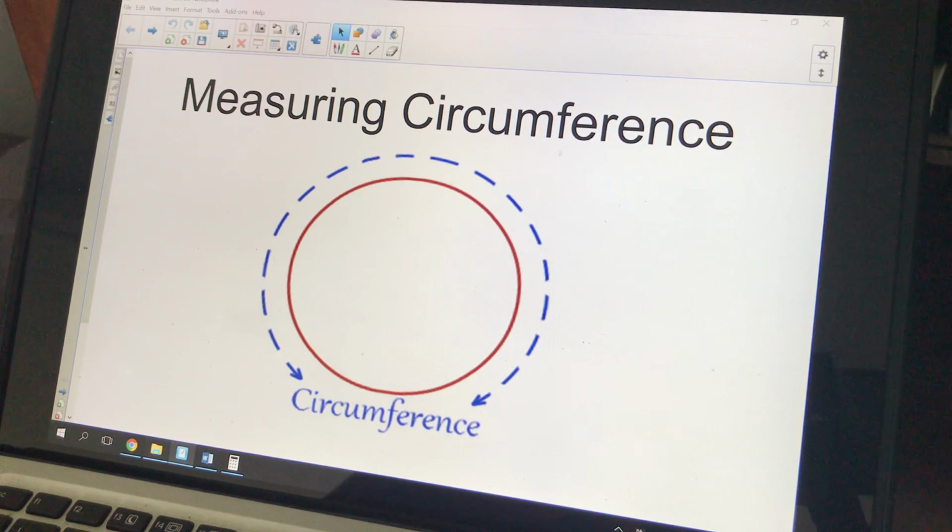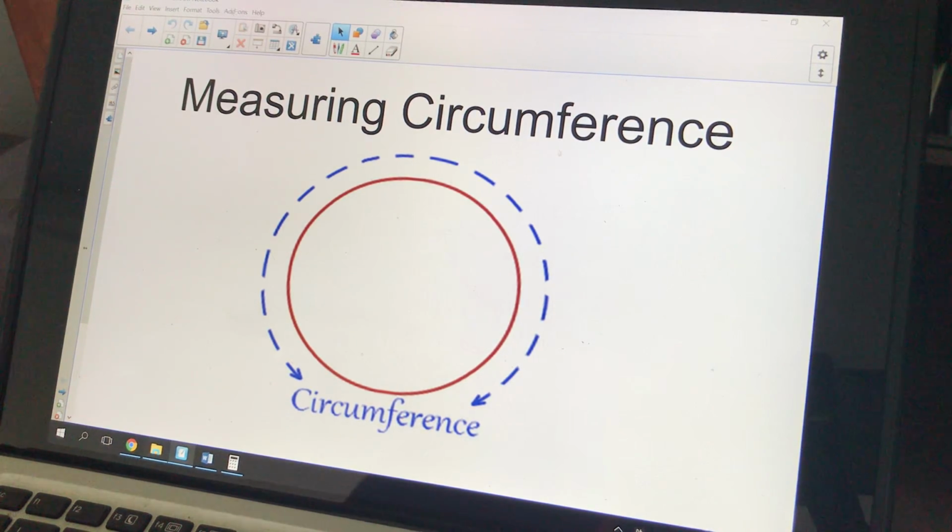Today we're talking about circumference. This is the second lesson in our circles unit. If you haven't done the first day's work, you need to go back and do that. It's just an intro to circles, talking about radius and diameter and how they're related. Make sure you get that done first.